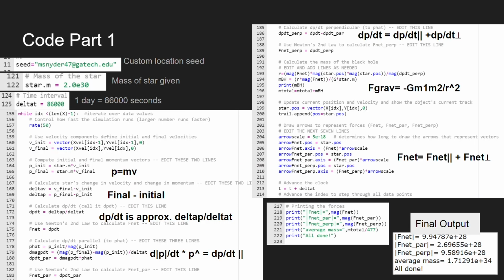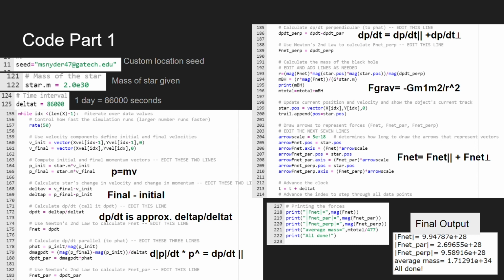In part 1 of the experiment, the orbit of a star was modeled in GlowScript in order to determine the mass of the black hole at the center. Using fundamental laws of physics, a computational loop was created to calculate the net force at every position of the star. The system is the star, and the surroundings include everything else. Positions of the star were predetermined by a seed generator using my email. The mass was also pre-given, and so was delta t, which was 1 day, but in seconds is 86,400 seconds. Code additions start in line 163.